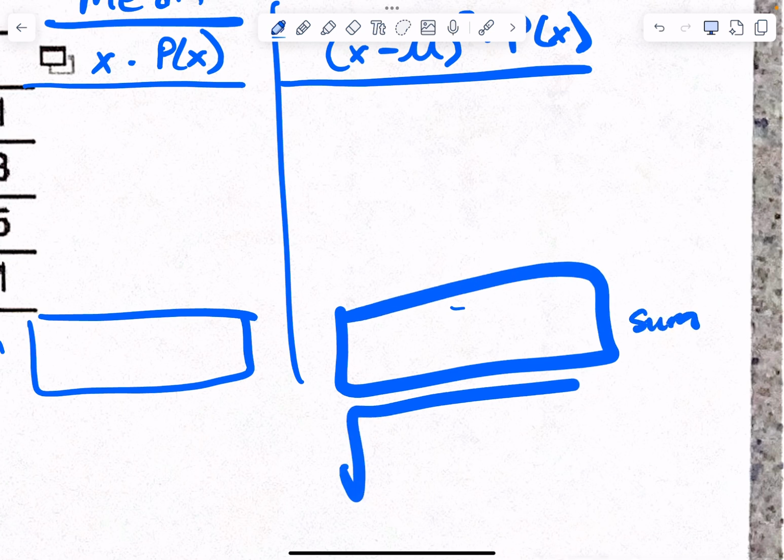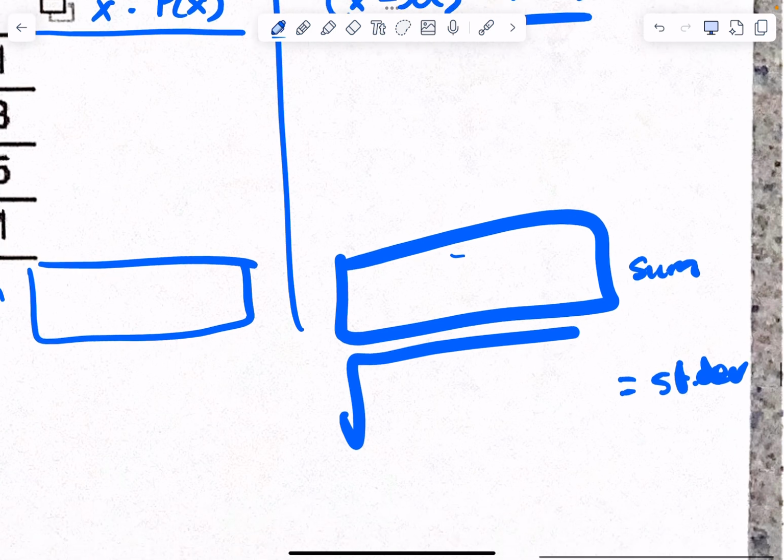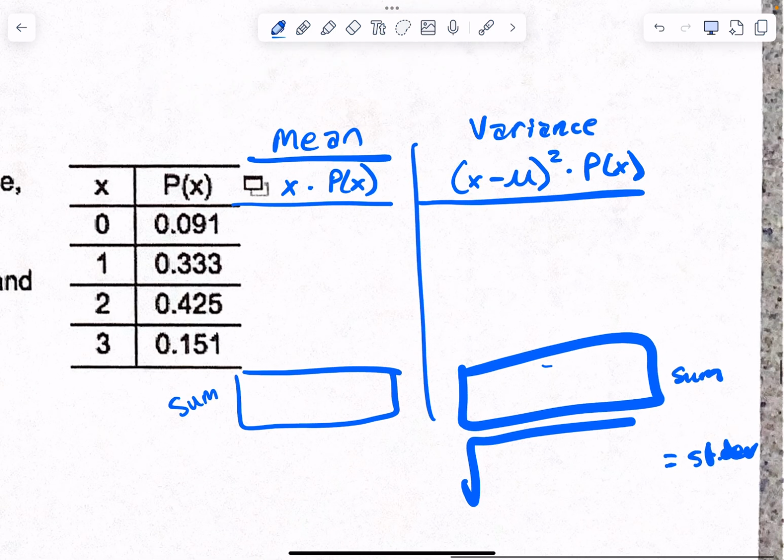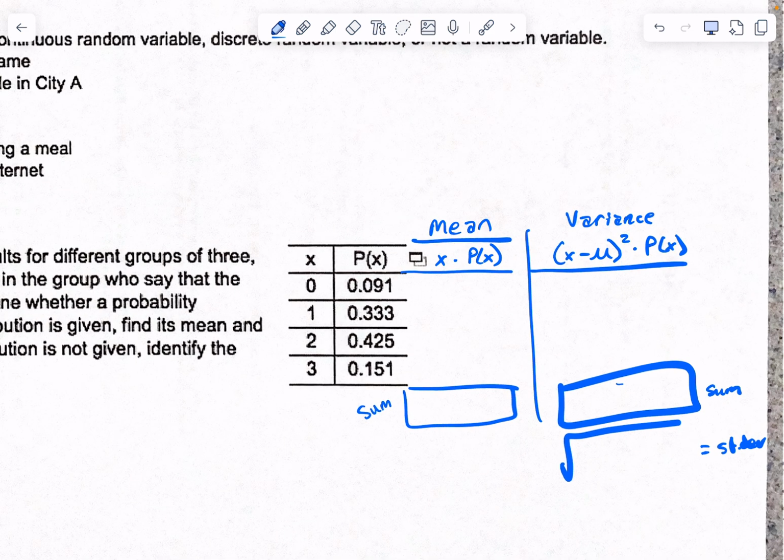And then the square root is the standard deviation. You see what I'm doing here? Okay, that's how you calculate. It's kind of cumbersome, I'm not going to lie. It's not very much fun. But there is that. Okay, that's what you're doing for each one of those tables: finding the mean, finding the variance, finding the standard deviation.